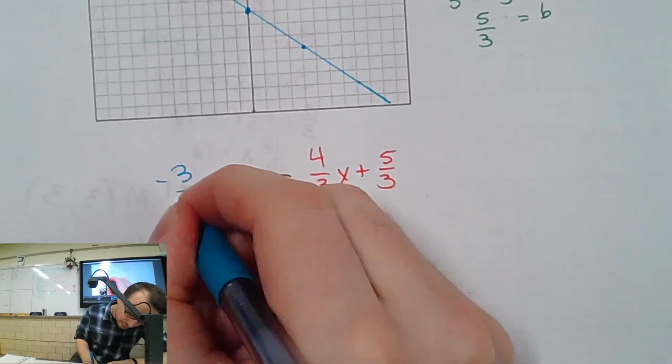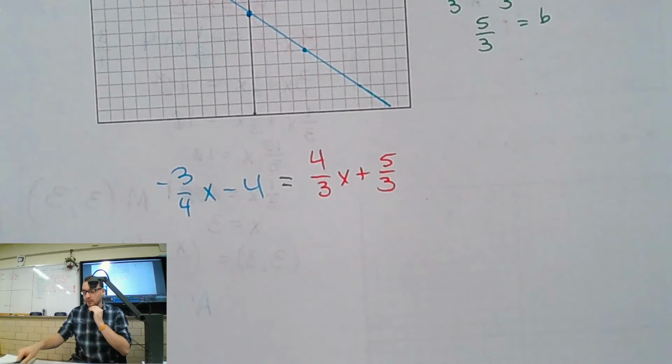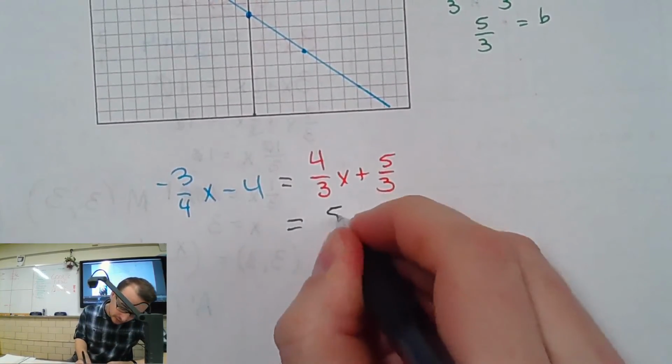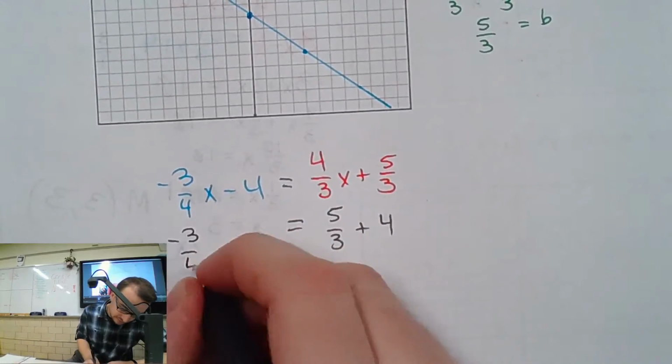Original equation is negative 3/4 x minus 4. You with me? We're going to find out where they equal each other. So first off, I'm going to add 4 to this side. That's going to be 5/3 plus 4, and I'm going to subtract 4/3 from this side.